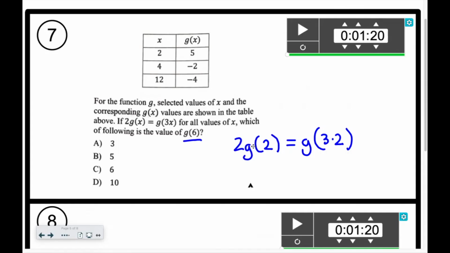So now g of 2, I go to the table. g of 2 is 5. So I have 2 times 5 equals g of 6. So g of 6 is just 10. Okay, so you're presented with 2 different ways to get g of 6, and the one way wouldn't allow us to solve it because the value of g of 18 is not on the table.